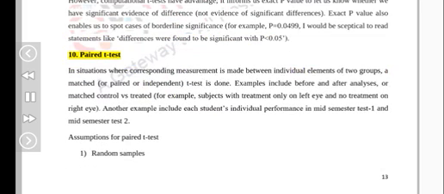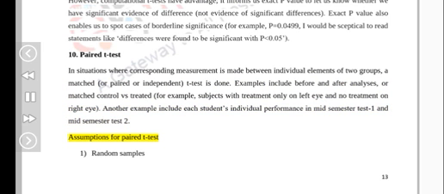10. Paired t-test. In situations where corresponding measurement is made between individual elements of two groups, a matched or paired t-test is done. Examples include before and after analyses, or matched control versus treated, for example, subjects with treatment only on the left eye and no treatment on the right eye. Another example is each student's individual performance in mid-semester test 1 and mid-semester test 2.